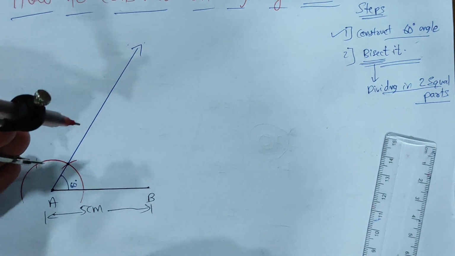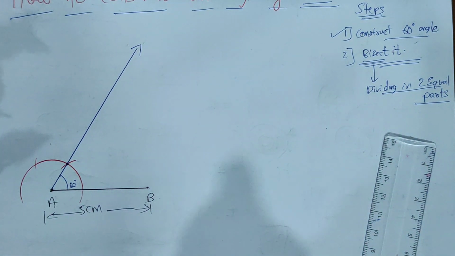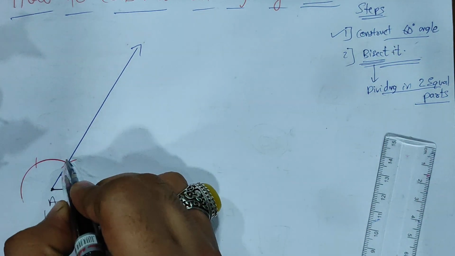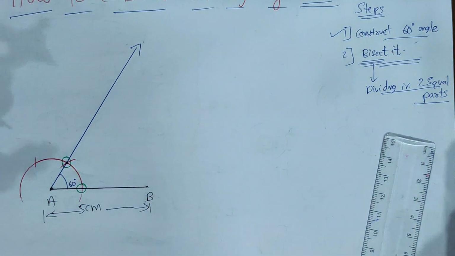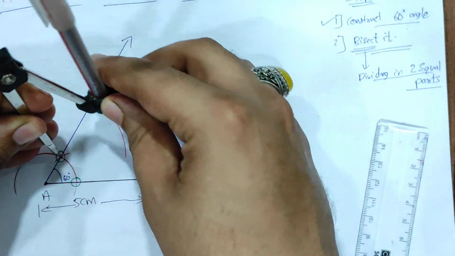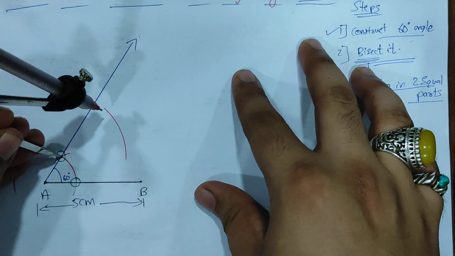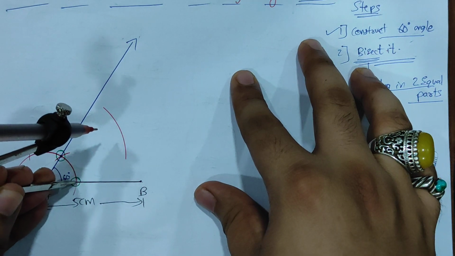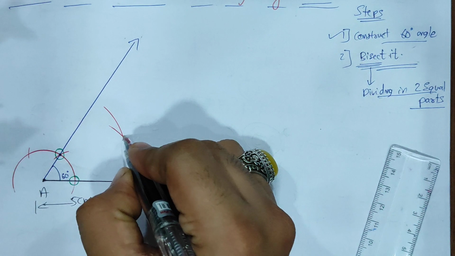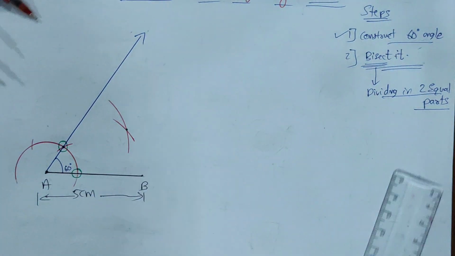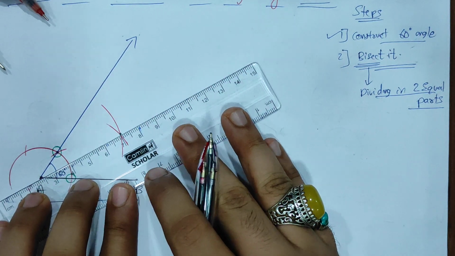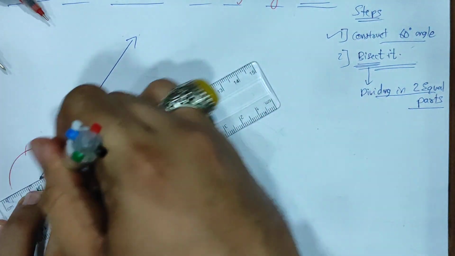Okay, now see what I am doing. See the points I am highlighting over here. One point is this point of the arc, and the other point is this. Hope it's clearly seen. Now keeping the compass on this point, I draw an arc over here, and keeping the compass on this point, an arc over here. Let me highlight the point where the two arcs intersect and join it from A.